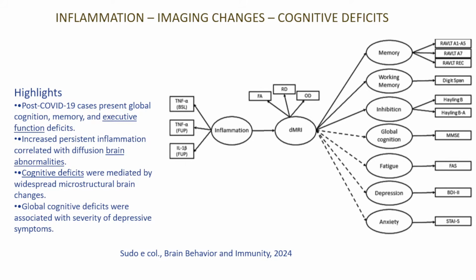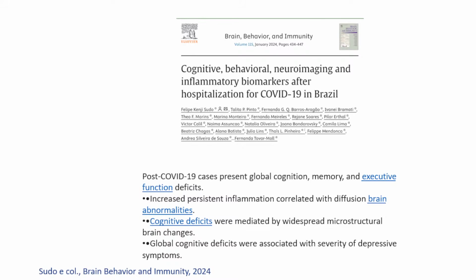So this is a model that correlates in a statistically relevant way the inflammation in the acute and in the follow-up phase with the change in the brain explained here, and that can also explain the change in the clinical profile of those patients. Later, here are just the highlights. This is the paper that I just showed you, with Felipe Sudo, a psychiatrist from our group. And here's the summary of those results.